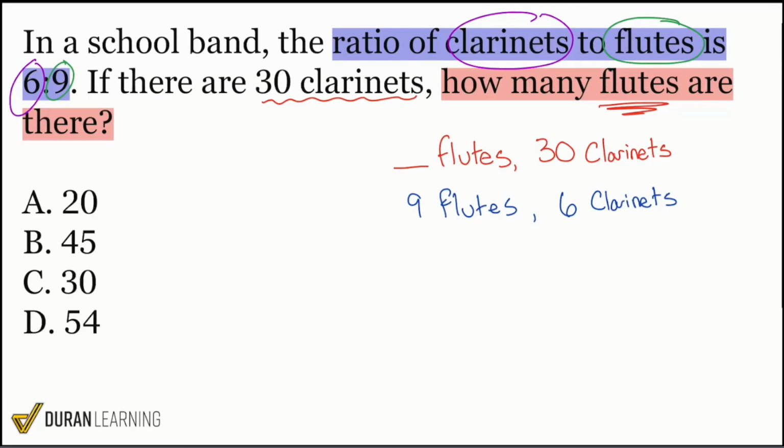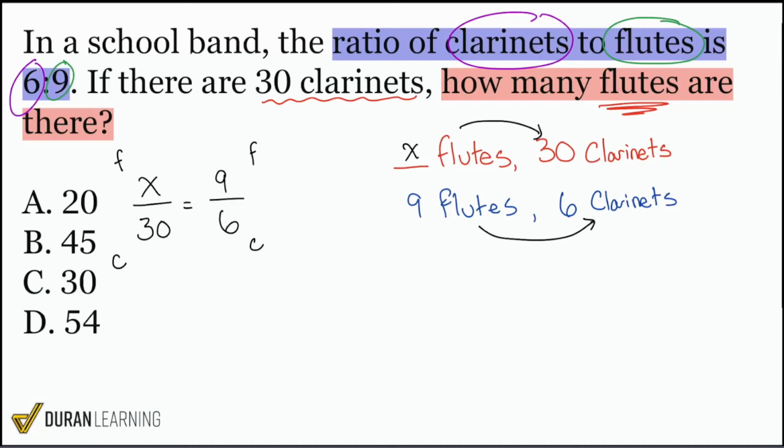So here's how we're going to set up this proportion. I'll just put X for flutes. You can use F or whatever you want. But here you go. We have X compared to 30. So flutes compared to clarinets: X over 30. Again, flutes, clarinets. Compare the same way: flutes to clarinets, 9 over 6. All right, my party people. So with that, do we understand that we are, again, comparing the same things in the same way?